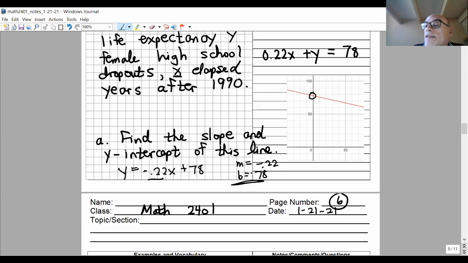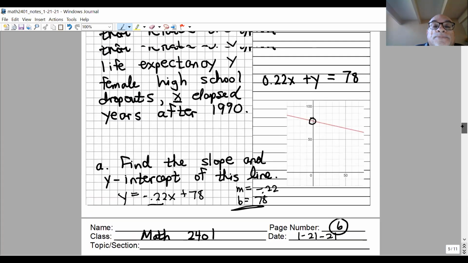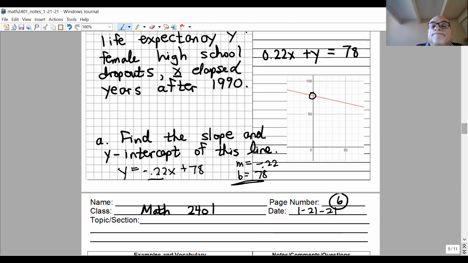So that's the 78. That's the y value. What's the y value again? You can just read it off the screen there. 78, right. But what is y measuring? Life expectancy. So, Colin, can you put all that together for me?